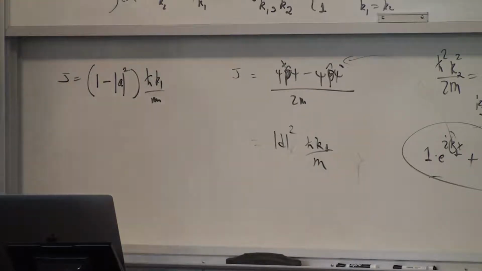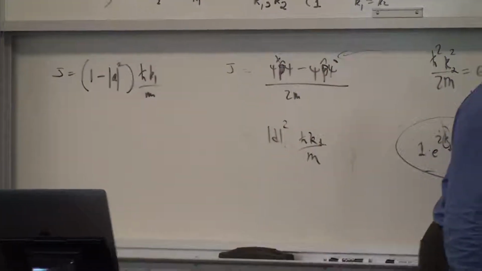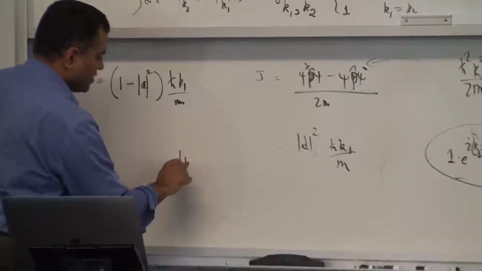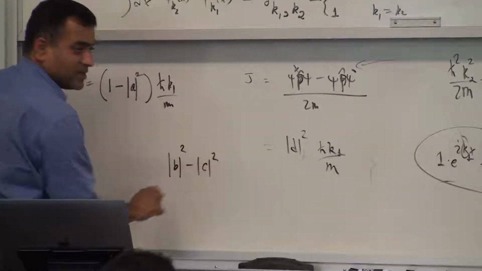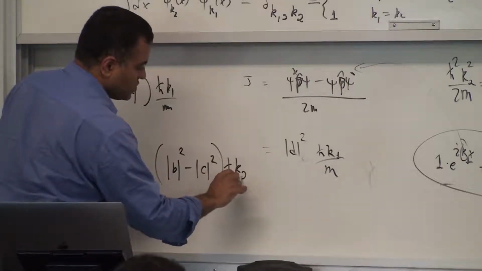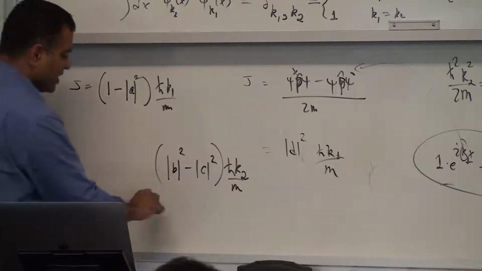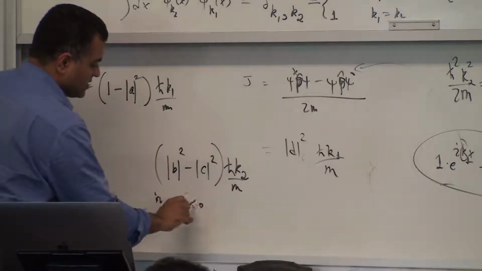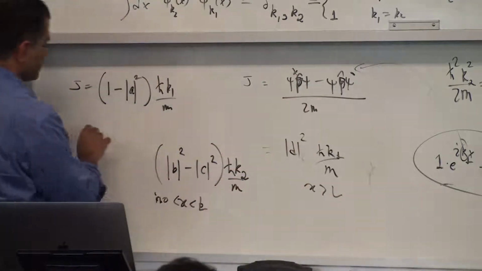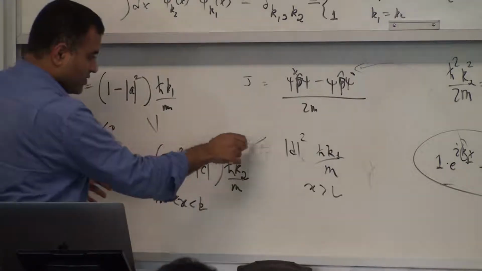And finally, by the same token, what should it be inside the well region? You can see it will be b squared minus c squared, if b is the right-going and c is the left-going, times h bar times k2 over mass. That is inside the well, between x equals 0 and L. The other one is for x greater than L, and this is x less than 0. And all of them are equal to each other.